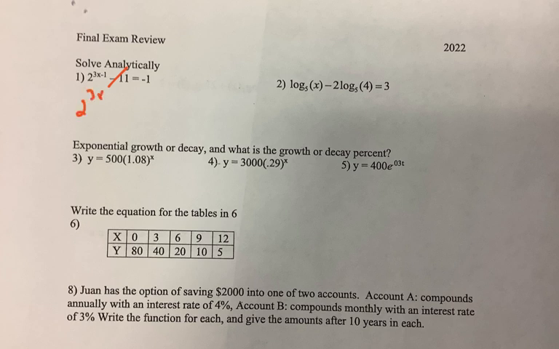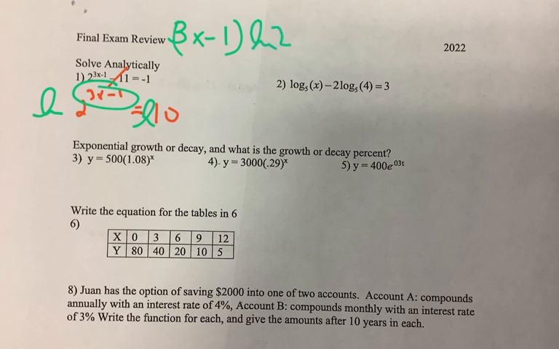To solve an exponential, you need to isolate the exponential, and then to solve it, we're going to use its inverse, which is take the natural log. So this comes down. We have 3x minus 1 natural log of 2 equals natural log of 10. And we're going to go ahead and solve for that. So divide by natural log of 2. So 3x minus 1 equals this.